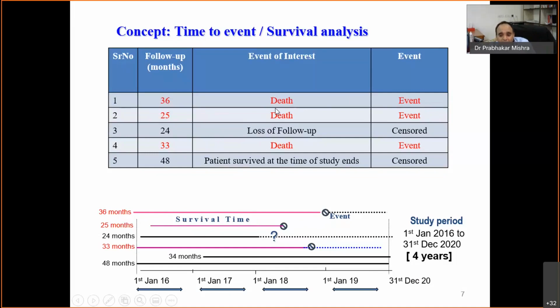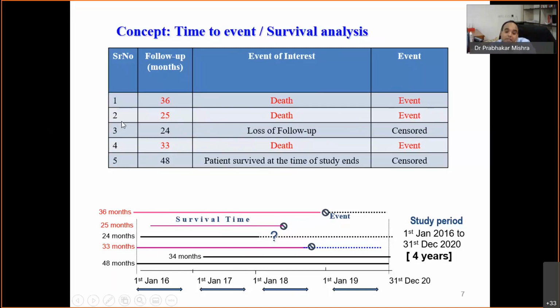And death is the event of interest. See here, the event is death. Here death is reported, so the event is death. The event of interest was death. Yes, we achieved the event.